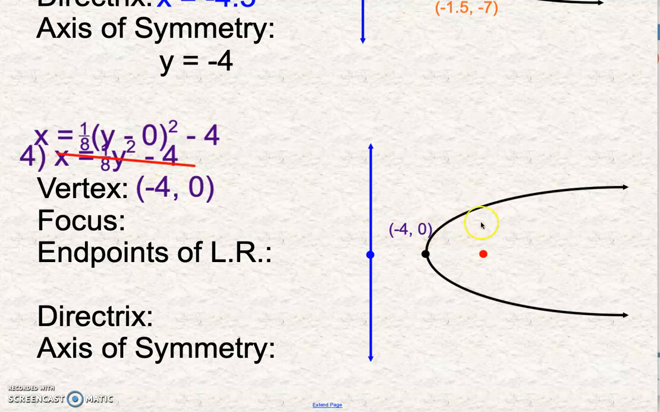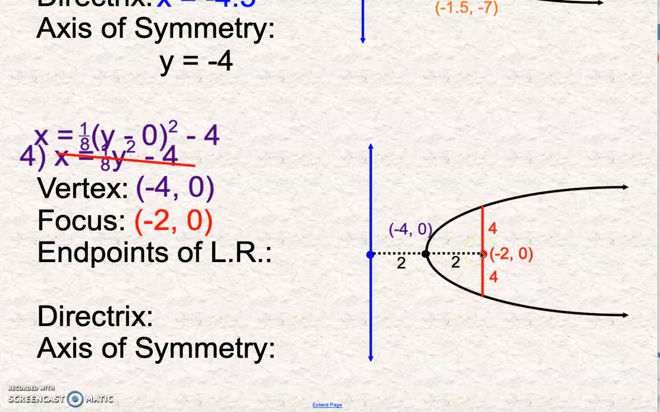How long is the latus rectum in this case? Well, the latus rectum has a length of 8. Remember, it's the reciprocal of the number in front. So that means we're going to split it up into 4 and 4. And then we take half of this half, and that gives us 2. So, coordinates of the focus, -2, 0, because we went from the vertex to the right 2.